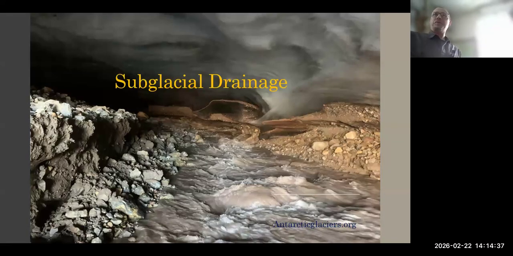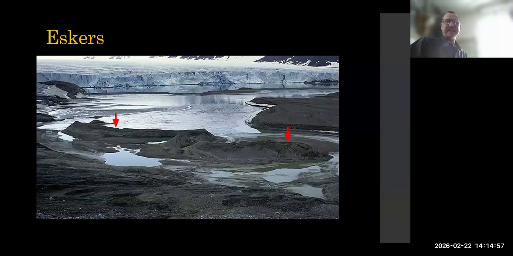Let's talk about subglacial drainage now. And this is a very important aspect too. You can see the glacier ice in the ceiling, right, of this. And our meltwater stream flowing down the middle, and all that loose debris that's just available to be picked up by that stream if it happens to move around. So, subglacial drainage means eskers.